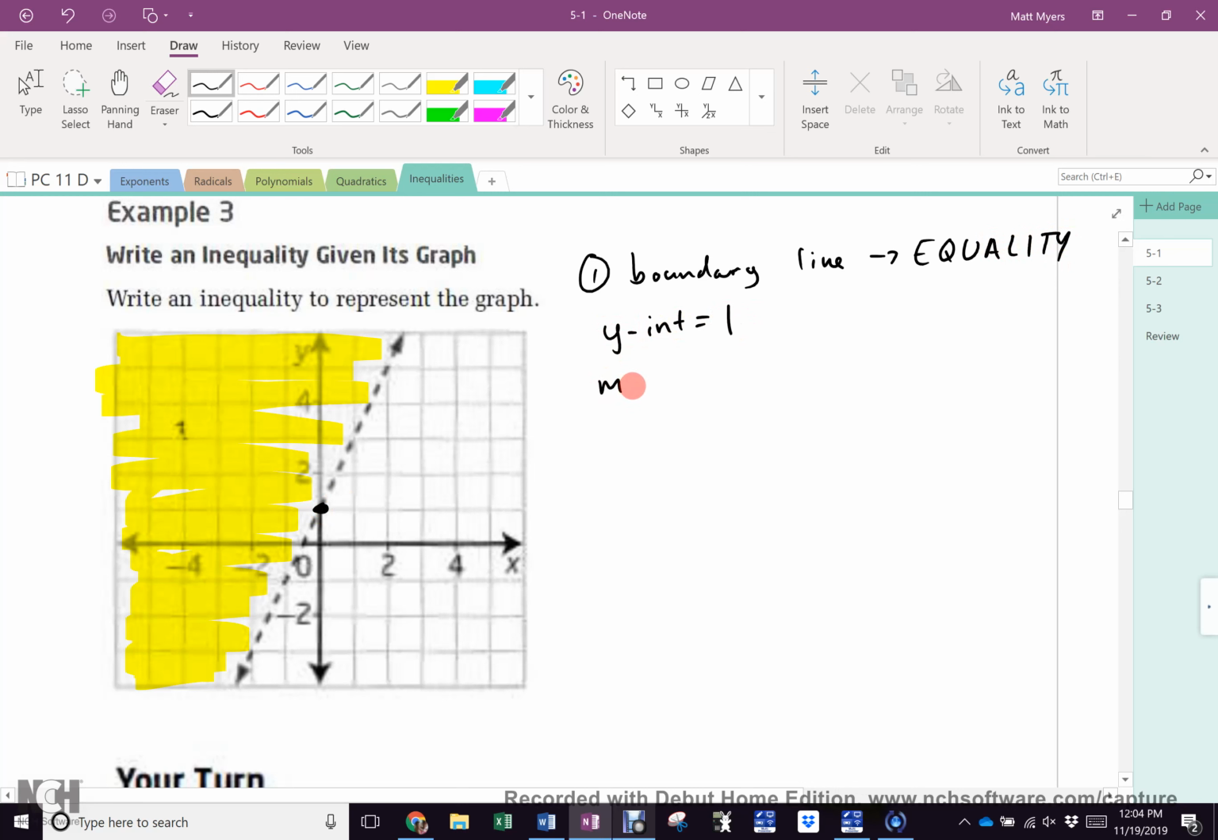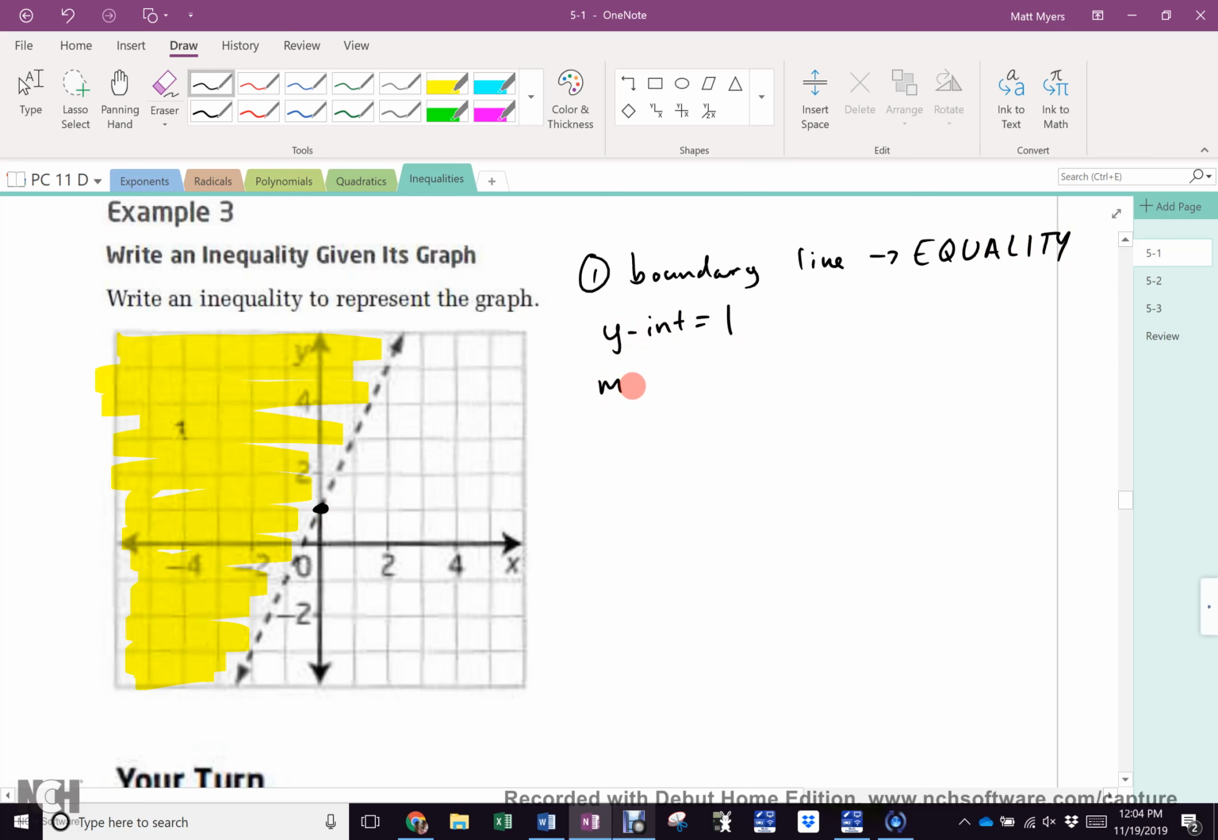What was our next step when we were doing the other thing? We choose a test point, right? So what do you think our step should be here? Choose a test point. Is 0, 0 available to us? Yeah, because it's not on the line, right? So we can use 0, 0 as a test. Now, let's punch that in. 0, well, not equals, because we're going to decide on a greater than or less than here, correct? 2 times 0 plus 1.